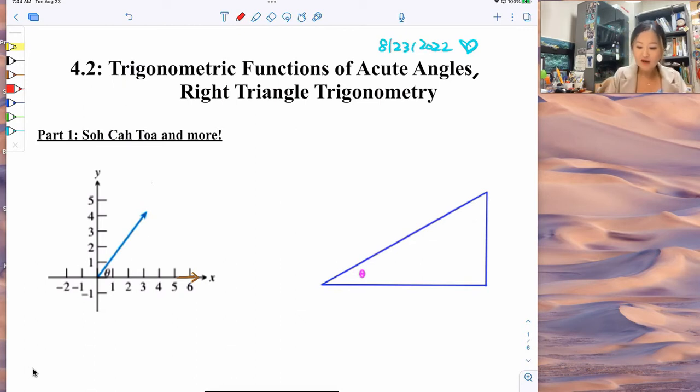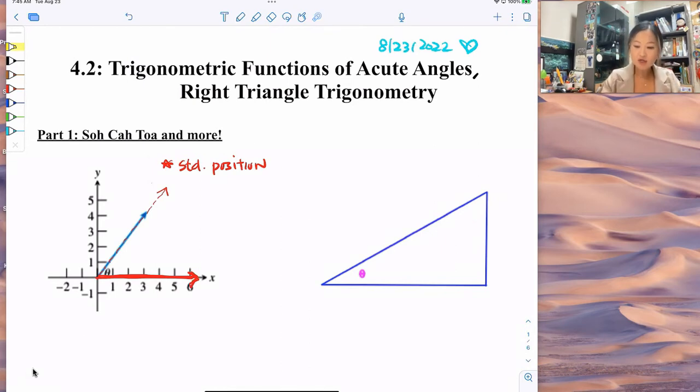SohCahToa and more. What do you see? You see an angle in standard position. How do we know that it's in standard position? Because you can see that its initial side is on the x-axis, and its terminal side lies along any of the quadrants, in this case 1. But actually for standard position, we're going to say it's always first quadrant, okay? So these are standard position, okay?